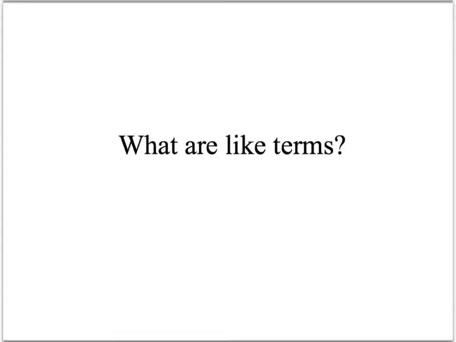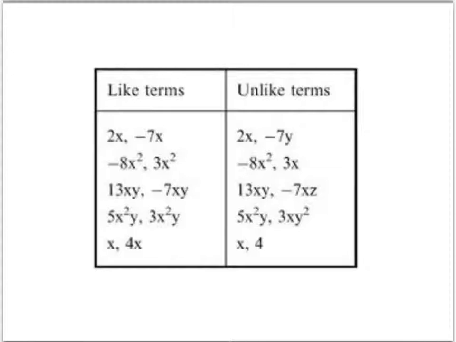Let's look at what like terms are. Think about what you might already know about like terms. On the left-hand side, these are like terms: 2x and negative 7x. They have the exact same variables. Negative 8x squared and 3x squared are like terms because they both have x squared. Here I have xy in this term and xy in this term. They must be exactly the same. Like here, 5x squared y and another x squared y. And finally, x and 4x. Remember that if you just have x, it means that there is one x.